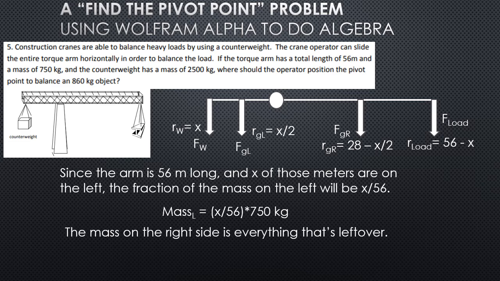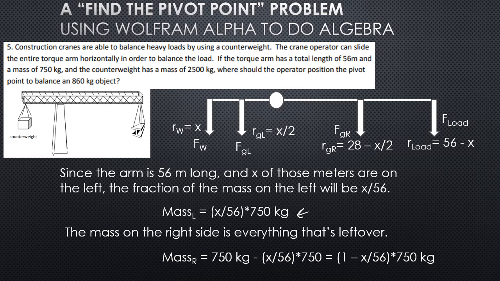So what's the mass of the right side? Well, everything else, right? We've got 750 total. This much of it is on the left, so everything else is on the right. So we take the full 750, we subtract out what's on the left, and everything else is on the right. That's what we did here. We took 750 minus what's on the left, and that gives us what's on the right. And then over here, I just simplified it a little bit by factoring out a 750 from that equation.